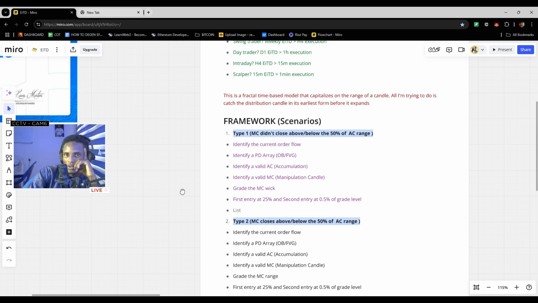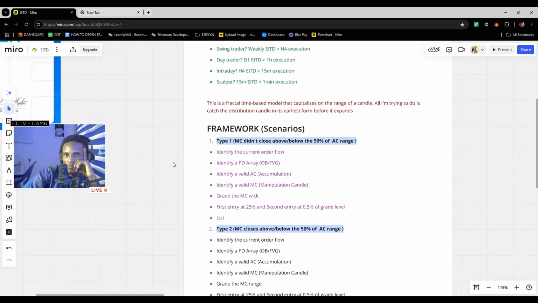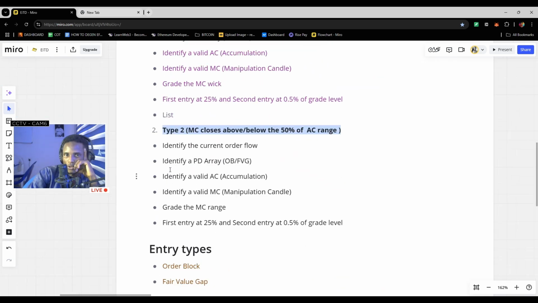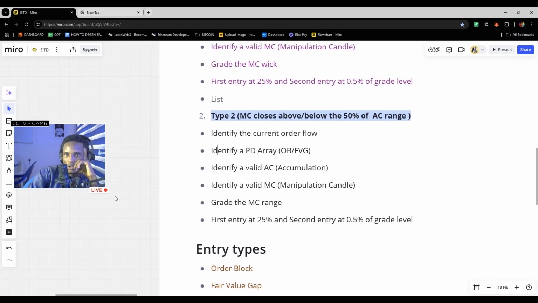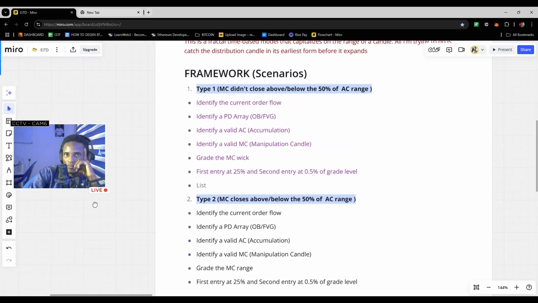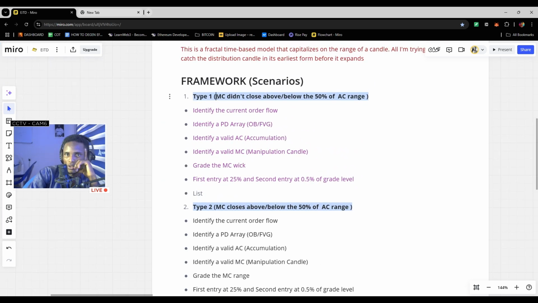So down here you can see that this is the type 1, which I've already gone through in a recent video, and this is the type 2. If you look closely, there is no big difference between the type 1 and the type 2. The only difference is, in the type 1, I said type 1 is when the MC did not close above or below 50% of the AC range. And remember, MC means manipulation candle, AC means accumulation candle.